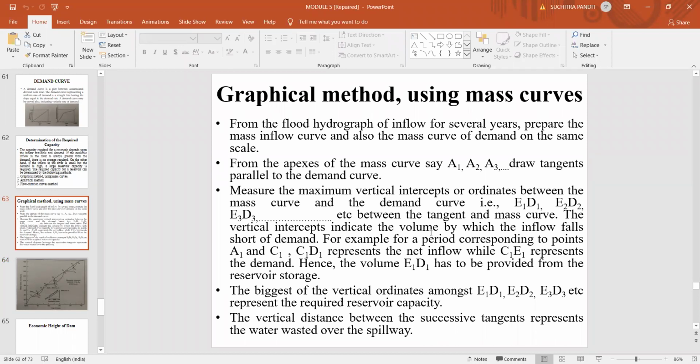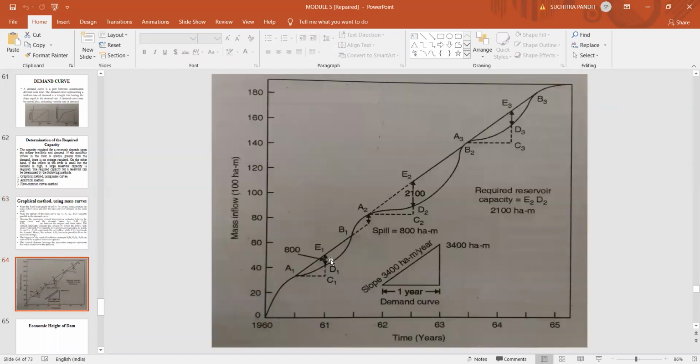Vertical intercepts indicate the volume by which the inflow falls short of demand. For example, for a period corresponding to points A1, C1 in a particular year, C1, D1 represents the net inflow, while C1, E1 represents the demand. Correct? C1, E1 represents the net demand, and C1, D1 represents the net inflow. You can see here.